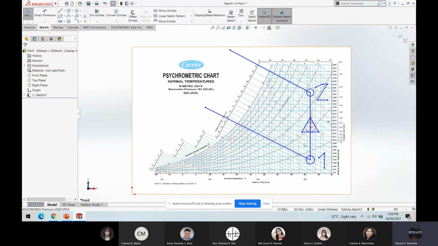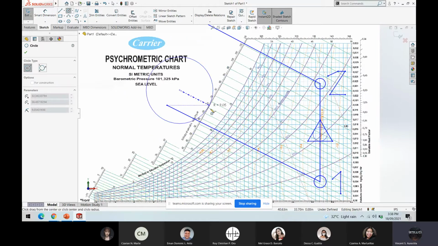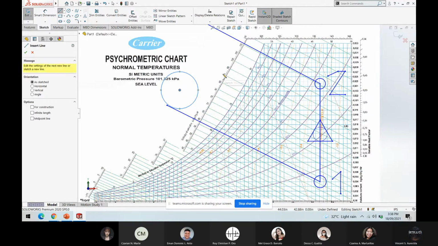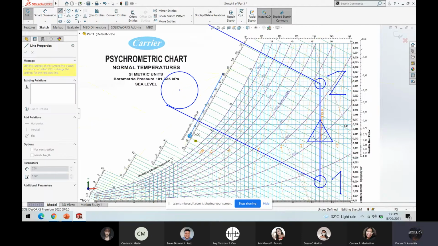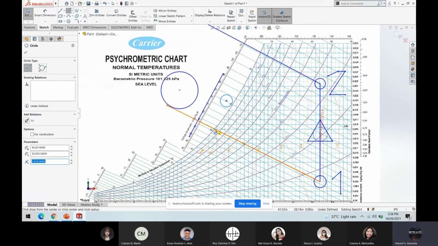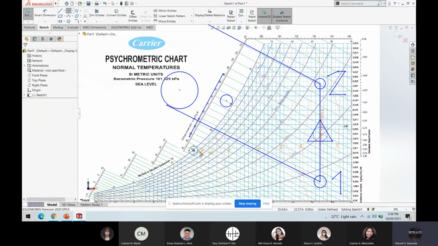So basically, the graph for specific enthalpy and the wet bulb temperature are the same, but the difference is that the specific enthalpy is drawn as a line here. But for the wet bulb temperature, your readings are at 25, 30, 20 along here.